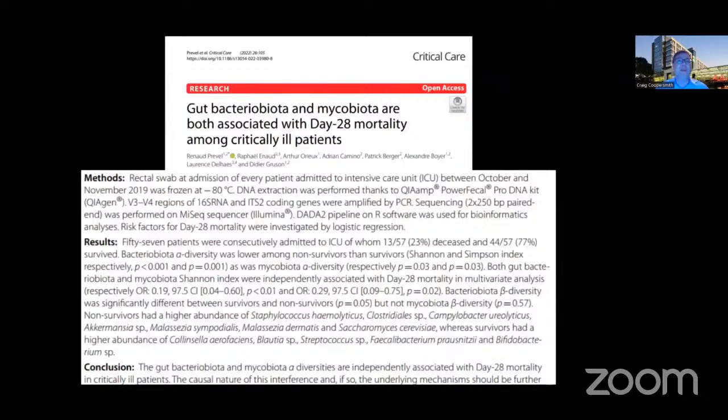Here's a study that came out this year showing that both gut bacteria and gut fungi, the bacteriobiota and mycobiota, are both associated with 28-day mortality amongst critically ill patients. The causal nature of this inference obviously needs to be further investigated, but there's a clear association between patients being admitted to the ICU and those who die in terms of the diversity of their microbiome.